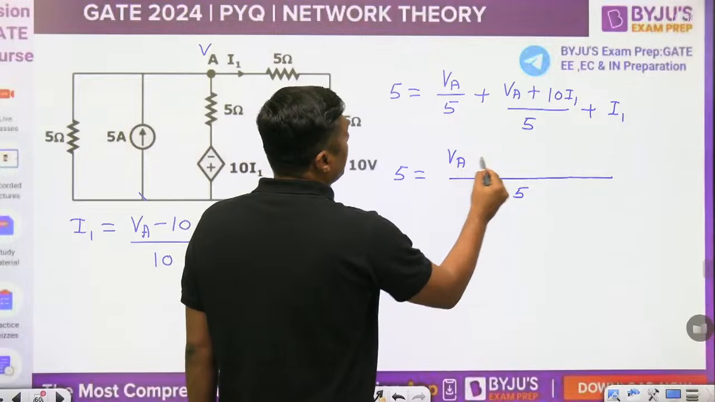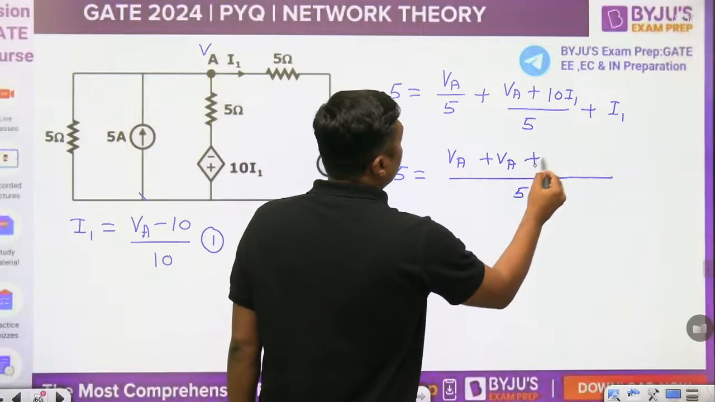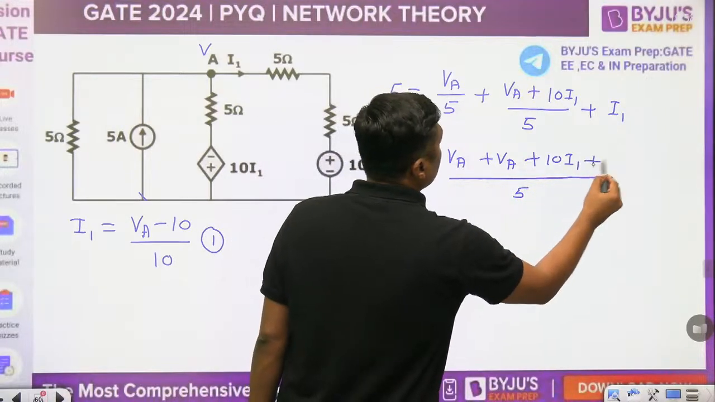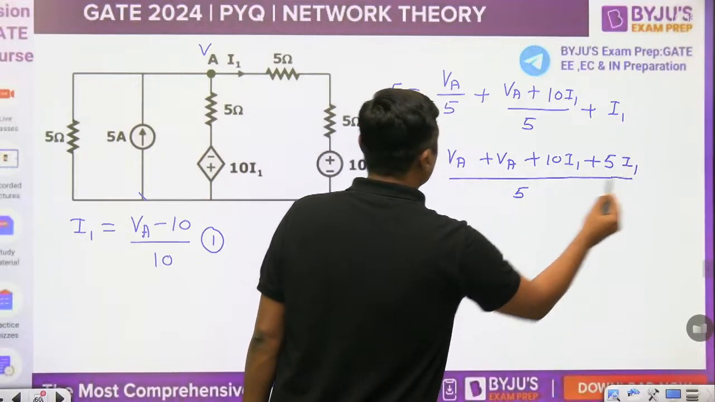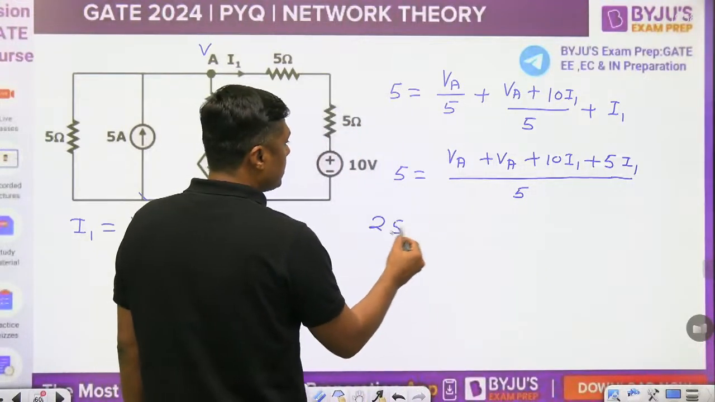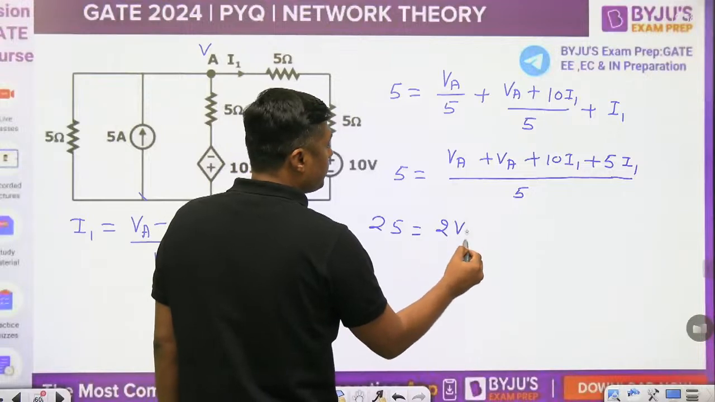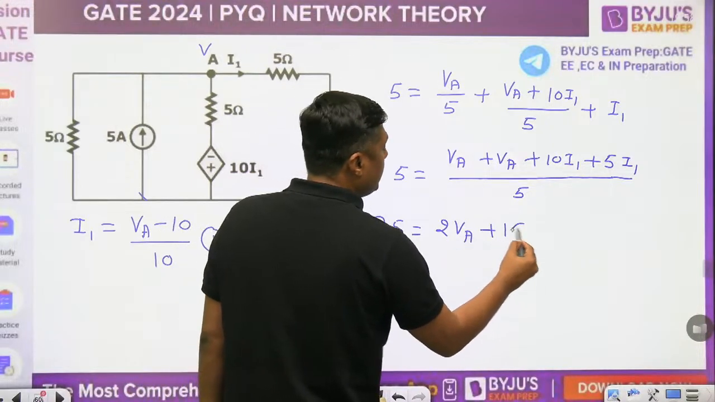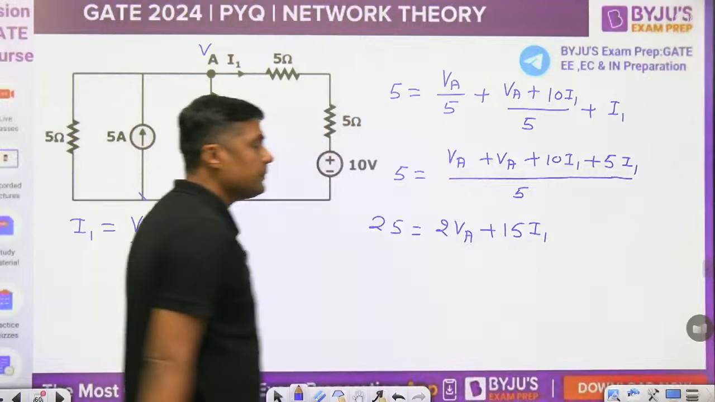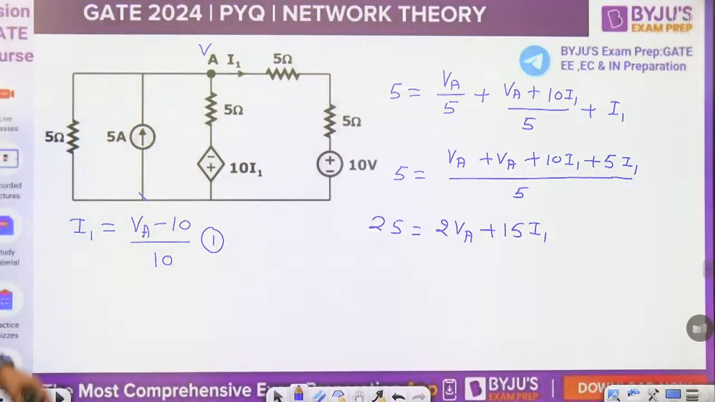VA plus VA plus 10 times I1 plus 5 times I1, so 25 is equal to 2VA plus 15 times I1. You will get this equation. This is equation number 2. Now put equation number 1 in equation number 2.